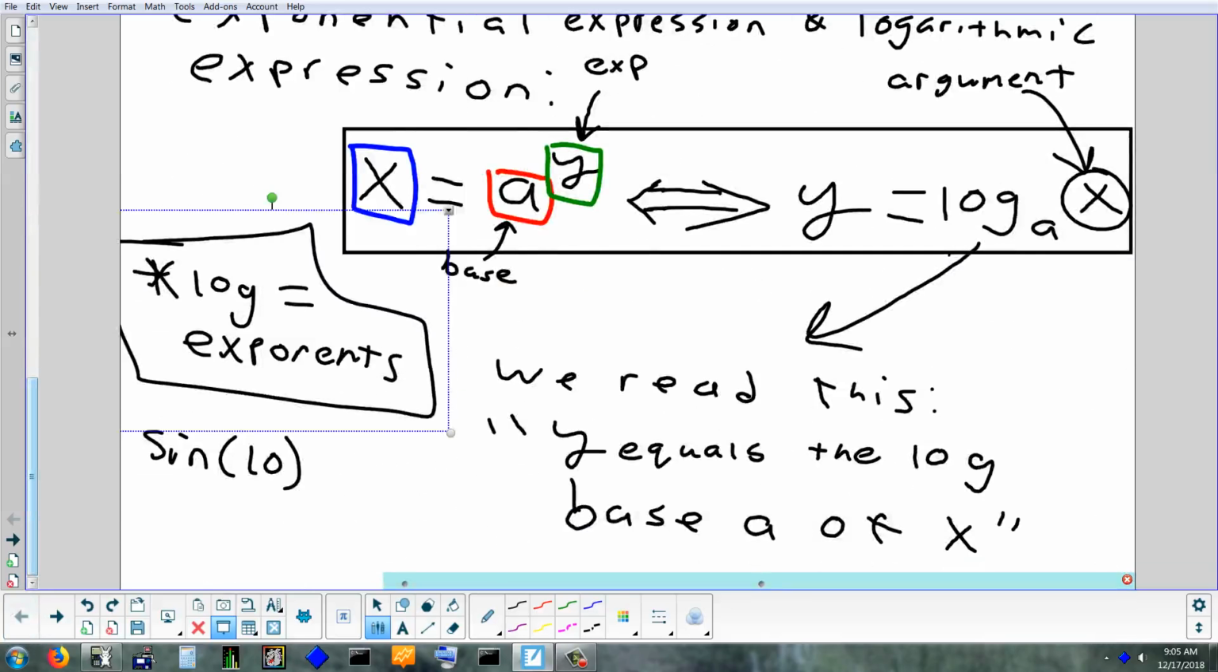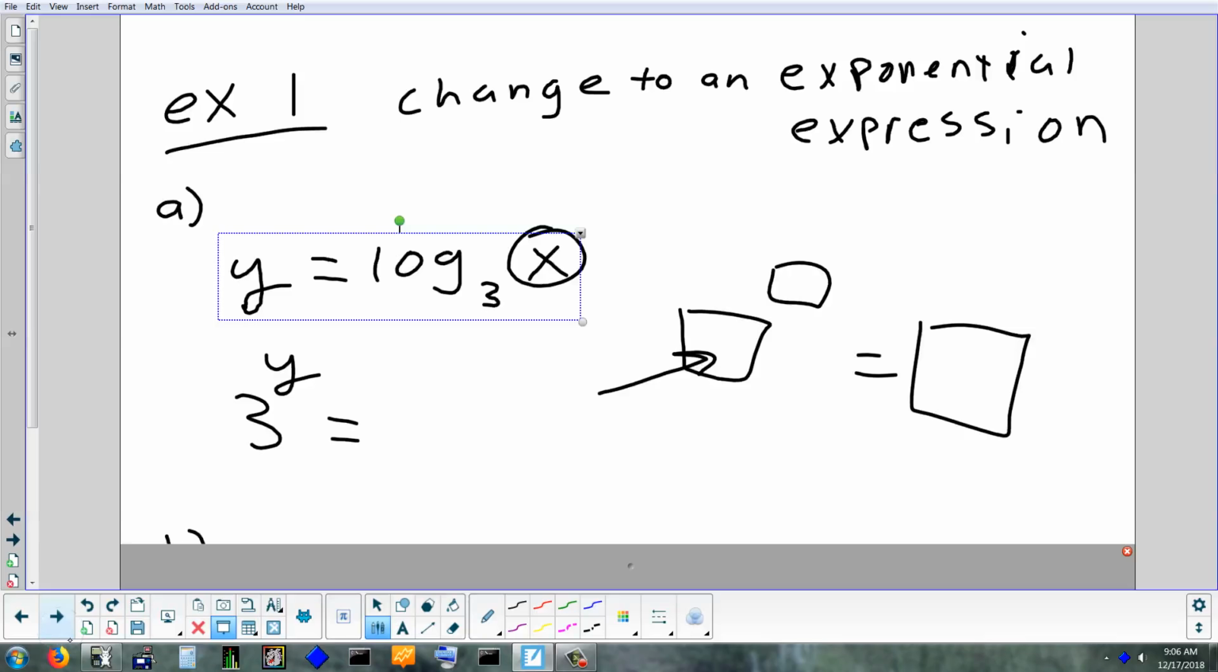So your log always equals the exponent. If you have a log and it's equal to something, whatever it's equal to is the exponent. That's why y is an exponent right here on the other side. Logarithms always equal exponents. So this is just a way of changing one thing to another thing. We're not really doing any math at all. It's kind of like we're translating it into a different language. This is log language. We're translating it to exponential language. We use both languages. It depends on the problem.